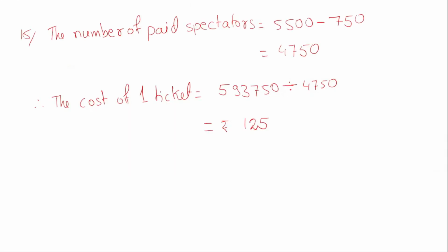Here it is given the number of paid spectators. That means without taking the invitees, the people that paid for the ticket will be 5,500 minus 750. So it will be 4,750. The cost of one ticket will be the total collection, that means 5,93,750 divided by 4,750. So the cost of one ticket is 125. So it is the end of exercise 1D. Next we will go to chapter 2.